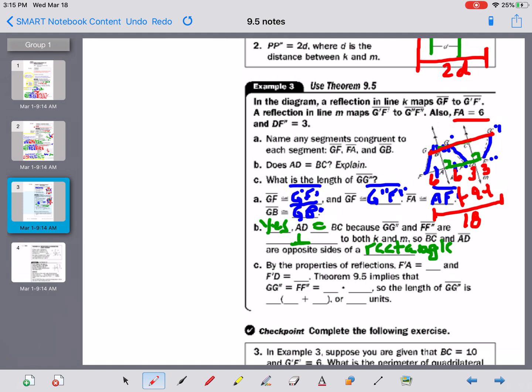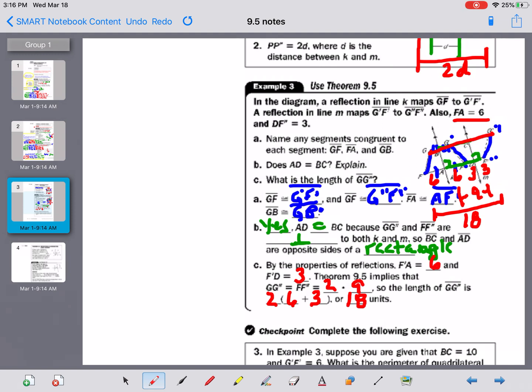So coming down here to C to fill in the blanks, by the properties of the reflection, F prime to A will also equal 6, and F prime to D will also equal 3. And if that's the same on the bottom, because this is a rectangle up on top, it's also going to be 9 in the middle there, or 2 times that. So again, we did all this math earlier, but if you want to add the blanks like they did, this is what it would mean. If the bottom, F to F double prime, is 18, then G to G double prime will also be 18. And that's the question they actually ask us.